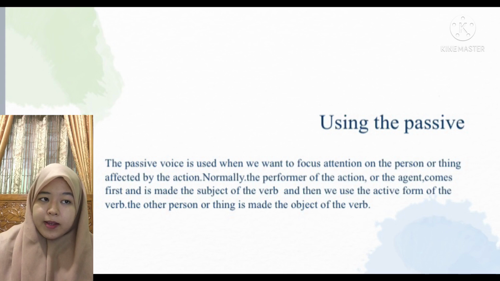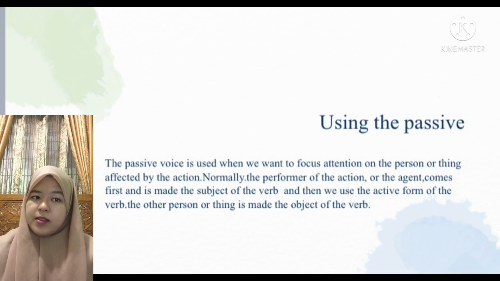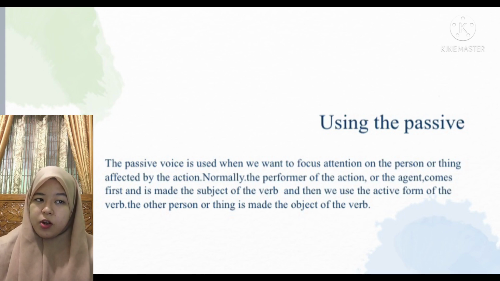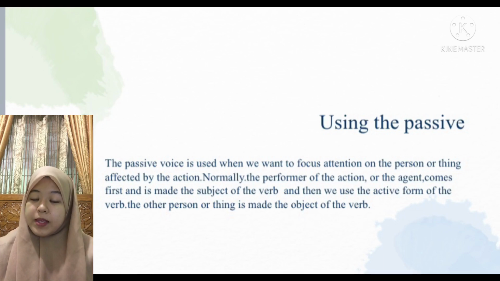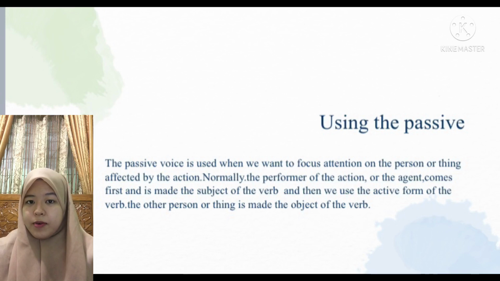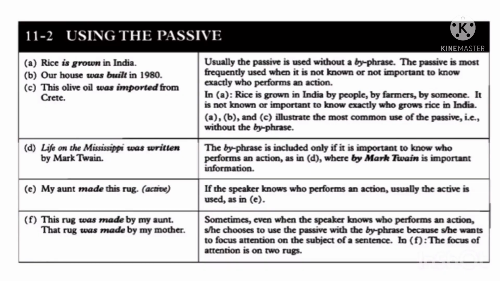And then, using the passive. The passive voice is used when we want to focus attention on the person or thing affected by the action. Normally, the performer of the action, or the agent, comes first and is made the subject of the verb, and then we use the active form of the verb. The other person or thing is made the object of the verb. In our book, using the passive, A.